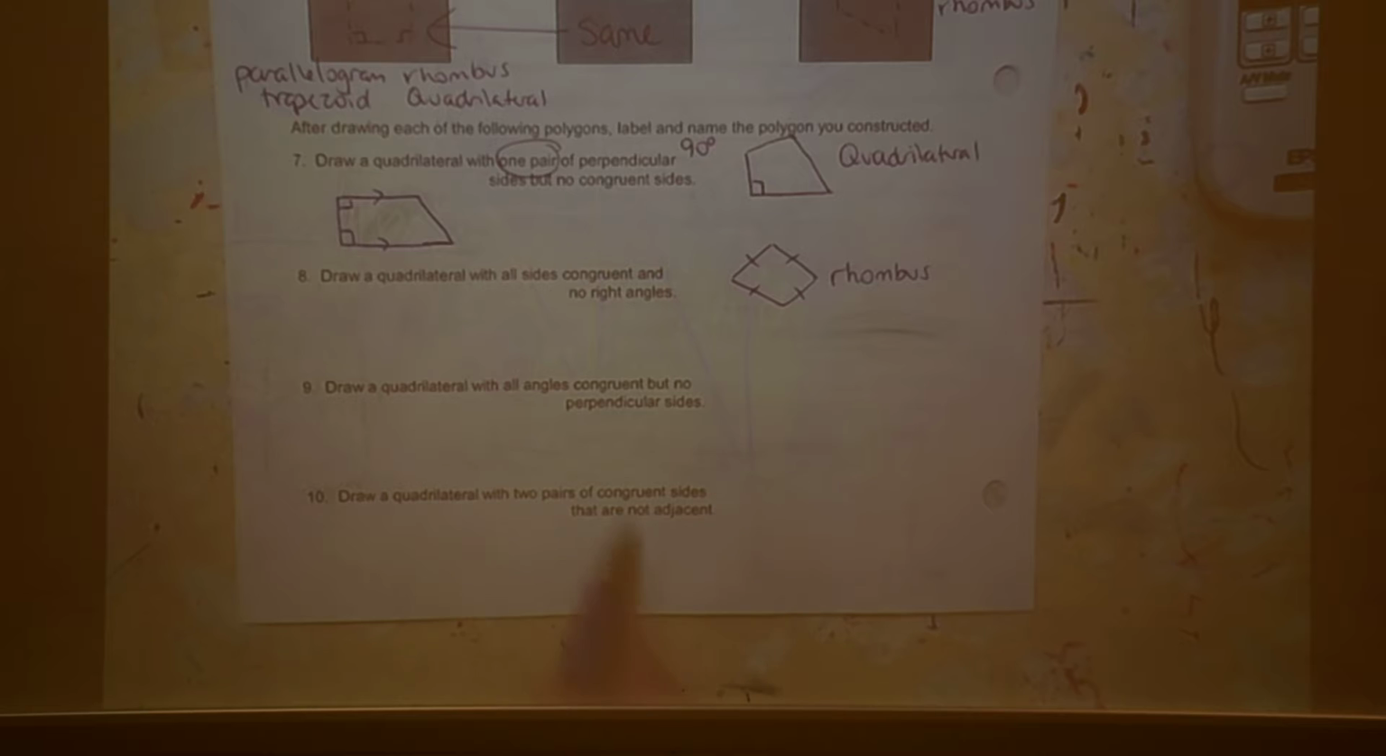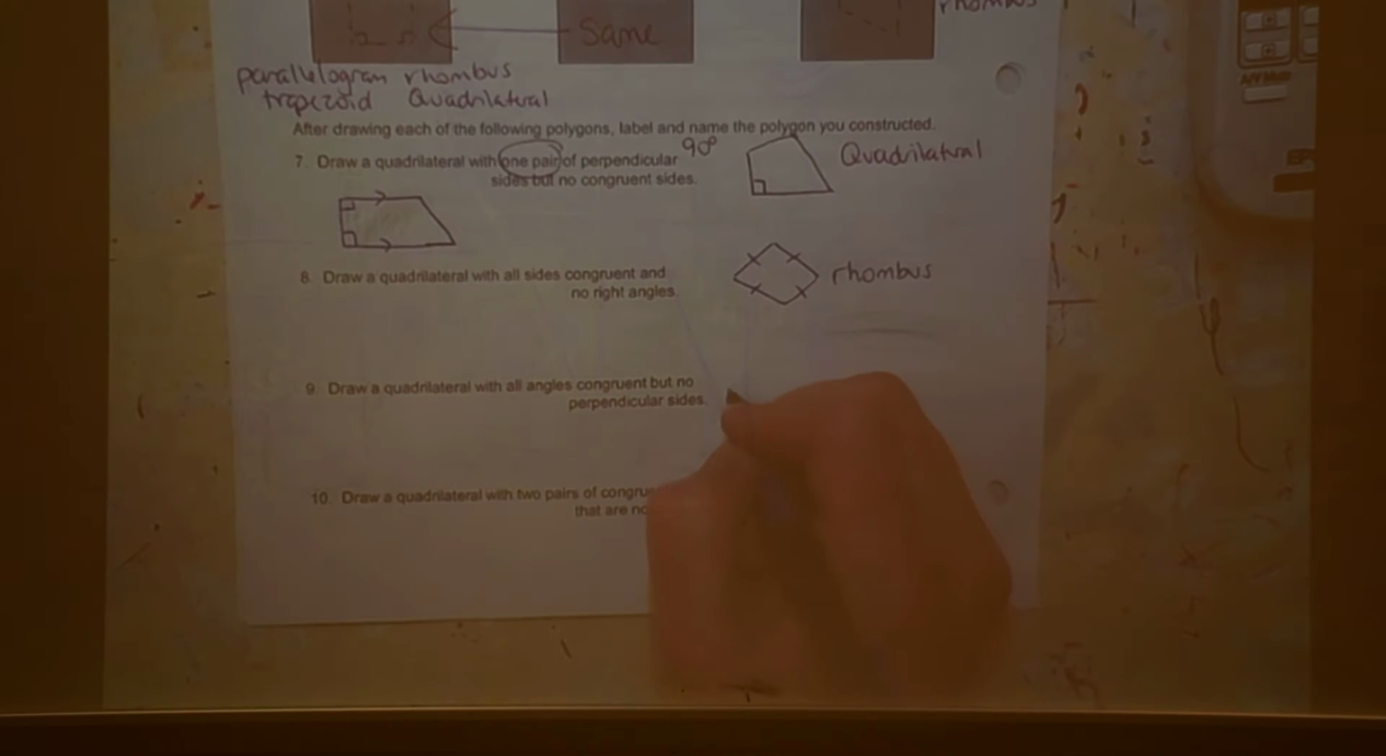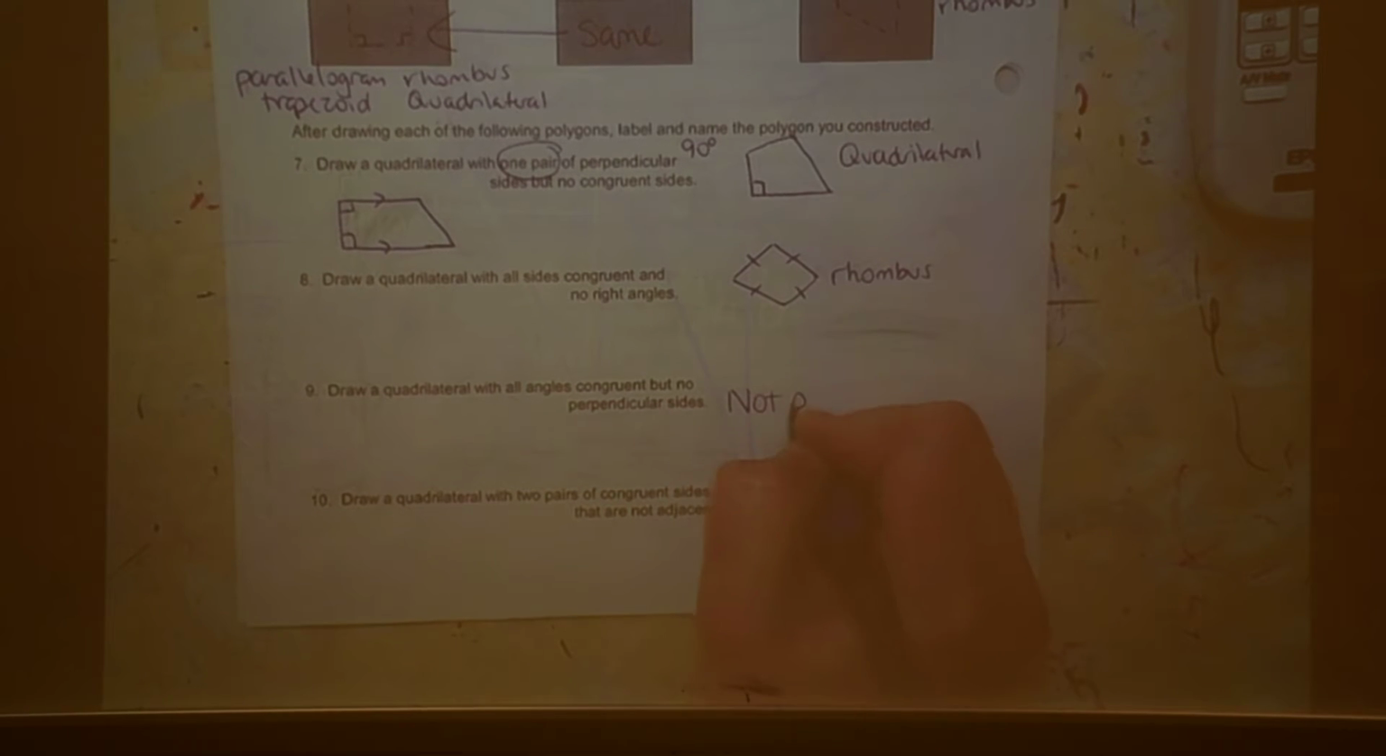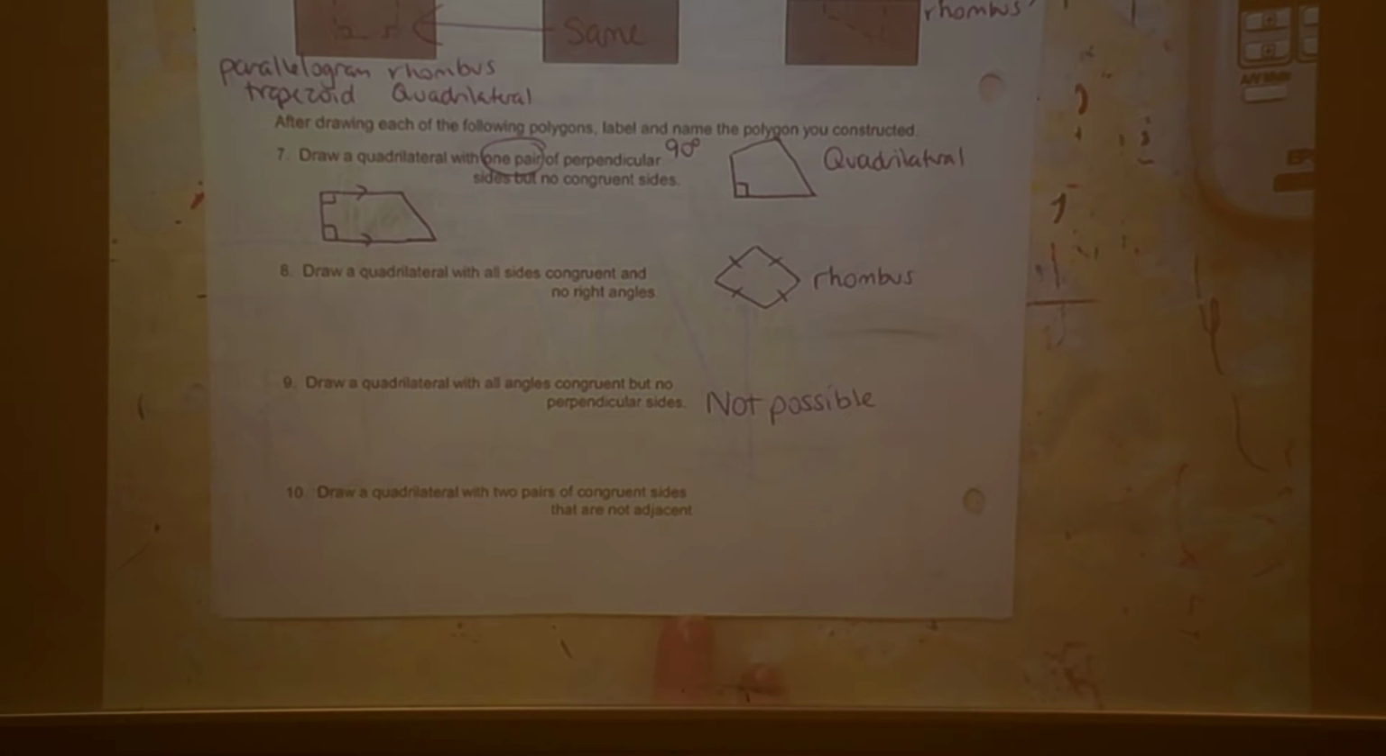Quadrilateral with all angles congruent, but no perpendicular sides. Now, this is a trick question. The only way to get all angles congruent is for them all to be 90, which would be a perpendicular pair of sides. So this one is not possible. And that happens. Sometimes we give you descriptions that are not possible.